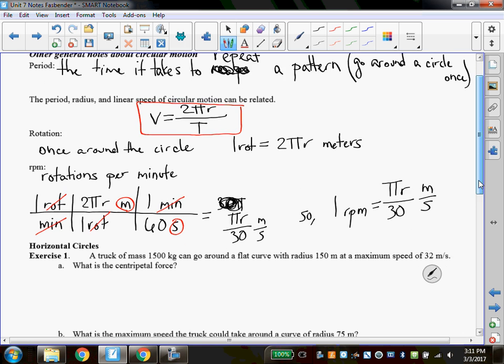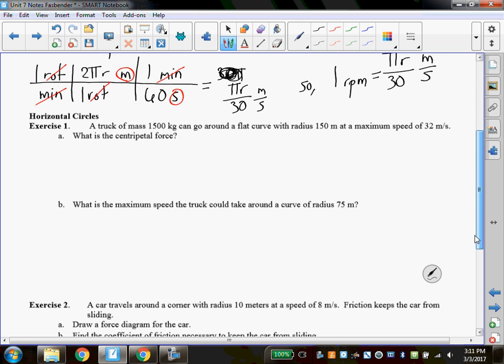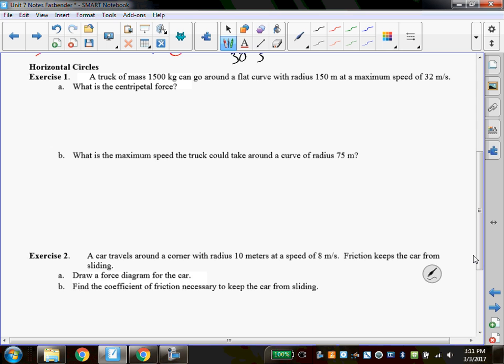That's all the information that I think we need right now. I think we should do some practice problems with horizontal circles. So a truck of mass 1,500 kilograms can go around a flat curve with radius 150 meters at a maximum speed of 32 meters per second. I want to know what the centripetal force is. So let's write out everything we know. We know the mass is 1,500 kilograms. We know that the R is 150 meters, and we know that our speed is going to be 32 meters per second. What is my centripetal force?